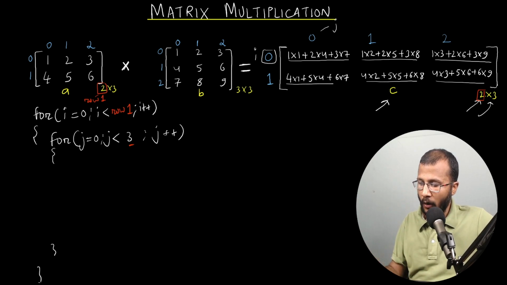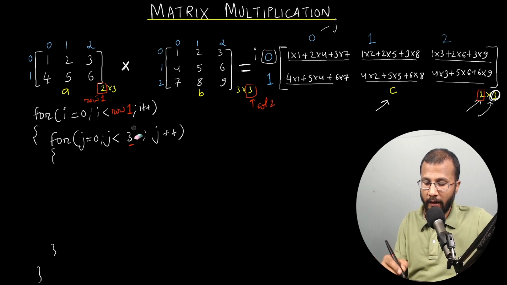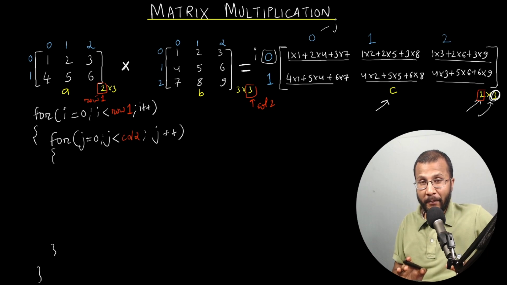Now, how did I get this 3? 3 is nothing but the number of columns in the resultant matrix. The number of columns in the resultant matrix is nothing but the number of columns in matrix B. This is col2. So instead of 3 I need to write col2, which is the number of columns in matrix B. Now these two loops have become more generic.